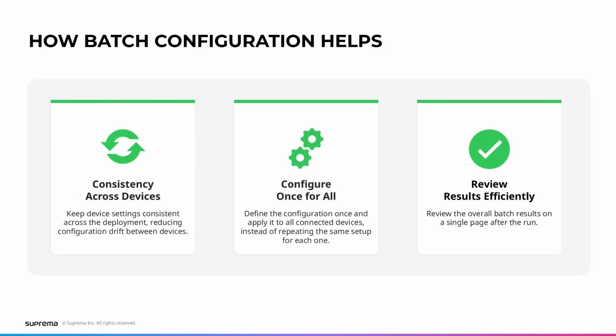Batch configuration helps address these challenges in 3 ways. First, consistency across devices. It keeps device settings consistent across the deployment, reducing configuration drift between devices. Second, configure once for all. You define the configuration once and apply it to all connected devices instead of repeating the same setup for each one.